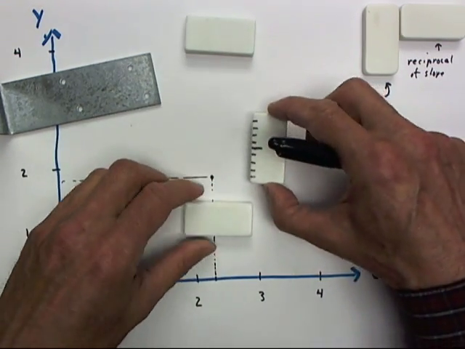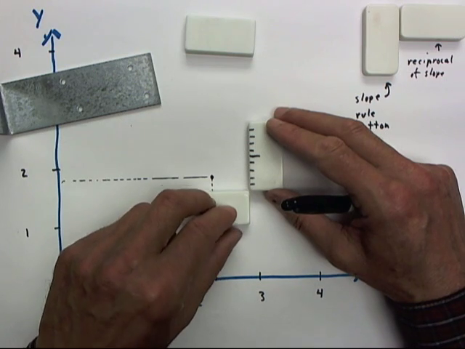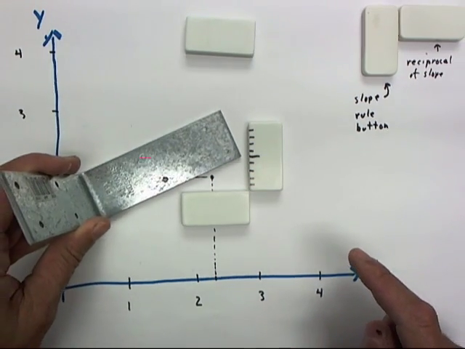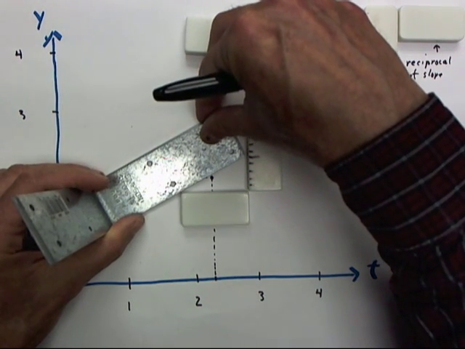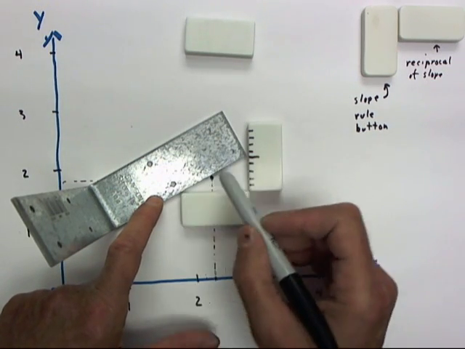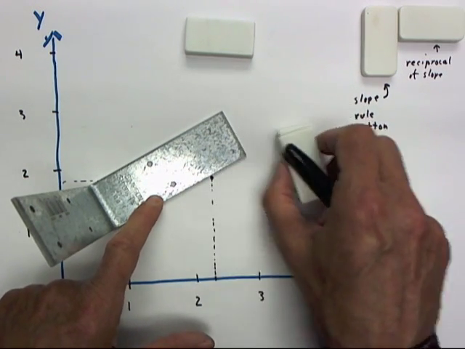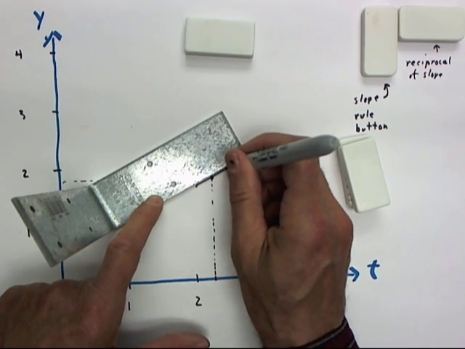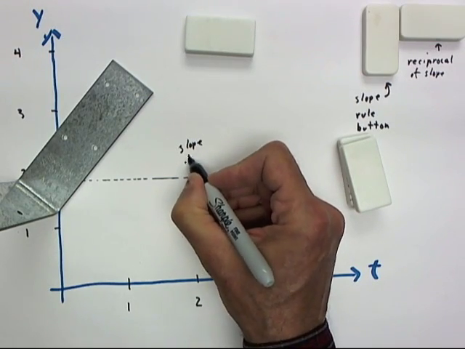So I'm going to use my slope construction blocks here. Again, a couple of dominoes. I'm going to put these together, one parallel to the t-axis, one parallel to the y-axis. And I'm going to create a slope of 0.5 by running this straight edge here from this corner to the 0.5 mark on this domino, and then I'm going to sketch a line segment. Now this line segment has a slope of 0.5.